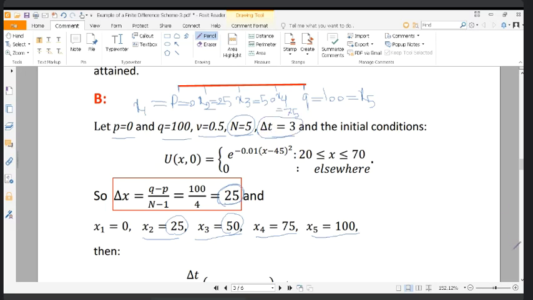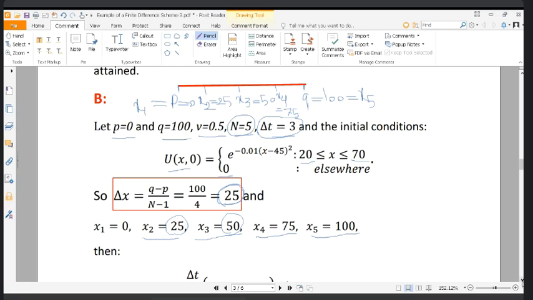The initial condition is u(x,0), means u at the first time level, is e to the power of minus 0.01 (x minus 45) squared for x from 20 to 70. For x from 20 to 70, u(x,0) is e to the power of minus 0.01 (x minus 45) squared, and otherwise we have 0.